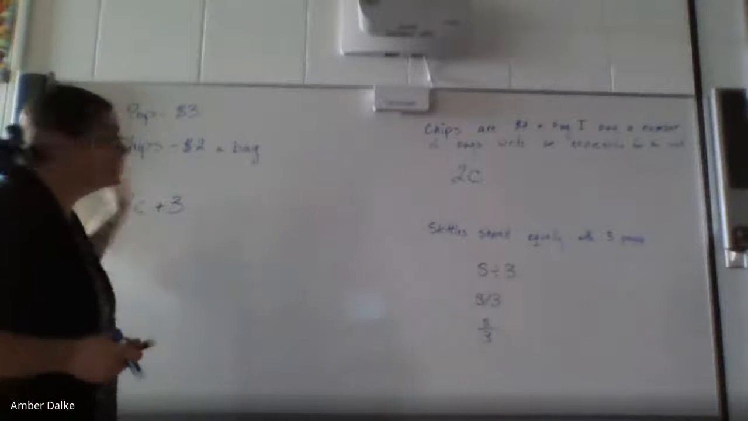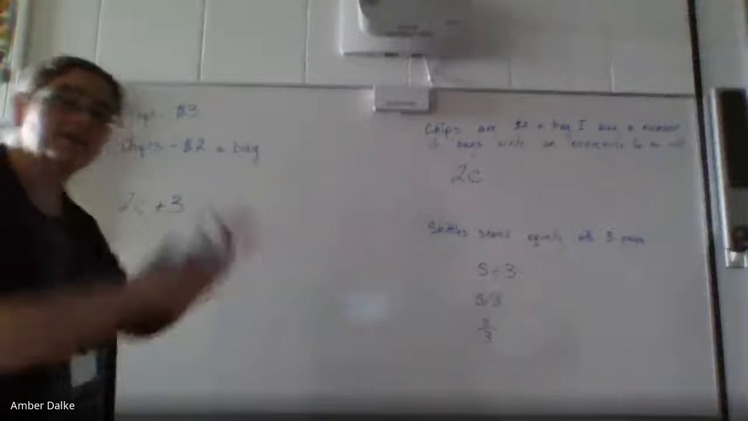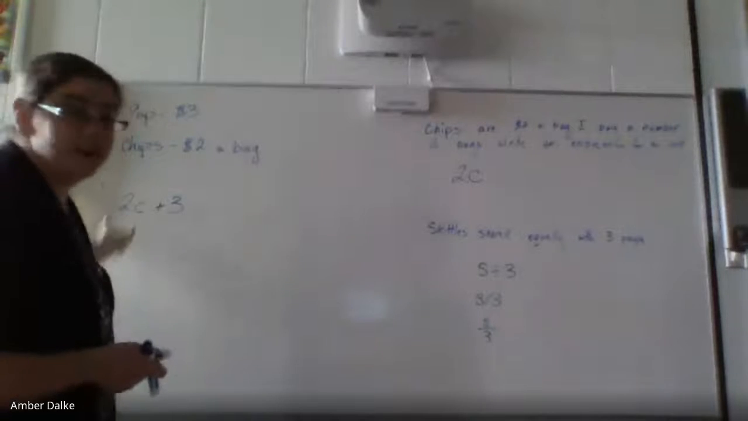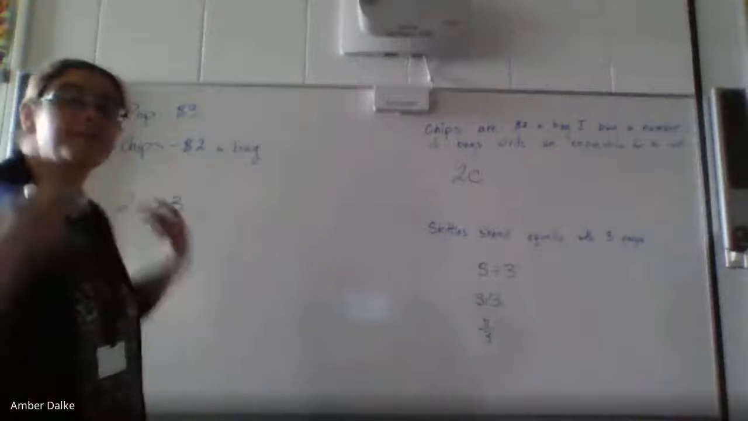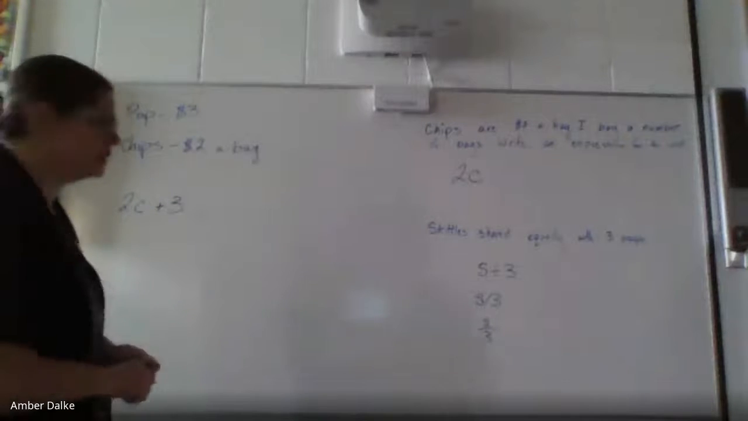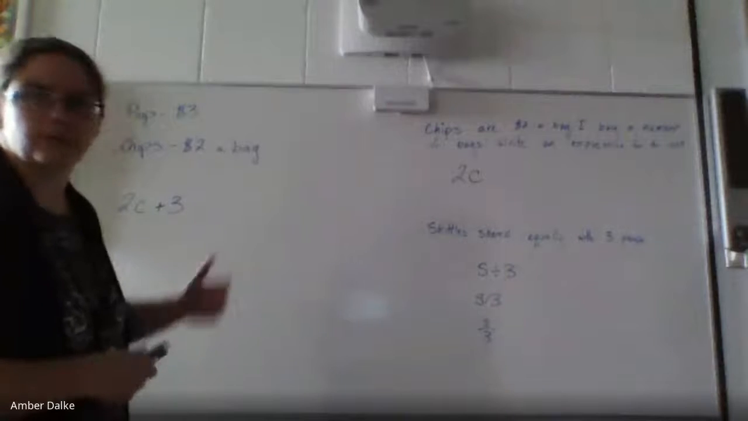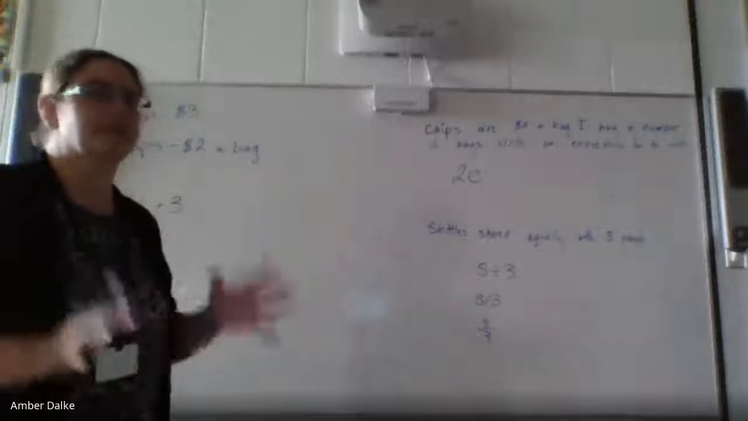If I buy 2 bags of chips, 2 times 2 is 4 plus 3 is 7. That means I spent $7 at the store. If I buy 3 bags of chips, 2 times 3 is 6 plus 3 is 9. That means I spent $9 at the store. And so on. For that matter, if I chose not to buy any chips at all, I only spent $3 at the store. Apparently, I had to have the pop. It was an absolutely necessary expense.